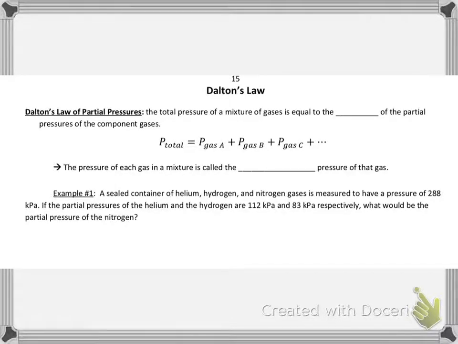Let's talk about Dalton's law of partial pressures, which is the revolutionary idea that if you want the total pressure of a mixture of gases, you just add the partial pressures together. That phrase, partial pressure, just means the part of the total pressure that applies from a singular gas. So let's try an example problem.